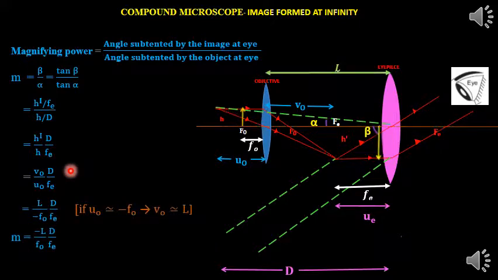When the actual object approaches the focus of the objective, then its image approaches the eyepiece lens. So uo approximately equals minus fo. Then vo approximately equals the distance between the lenses, L. So m equals L divided by minus fo into d by fe. Or m equals minus L divided by fo into d by fe.